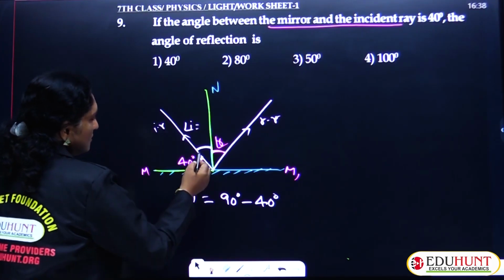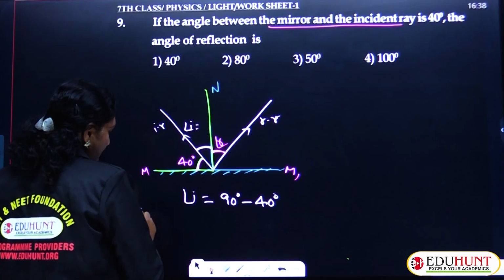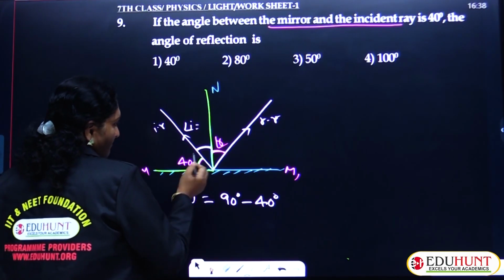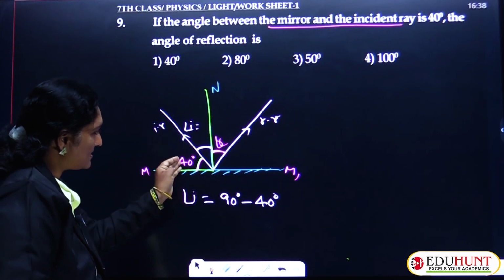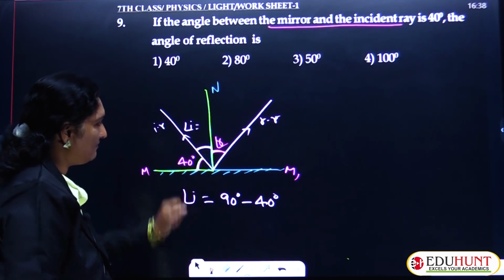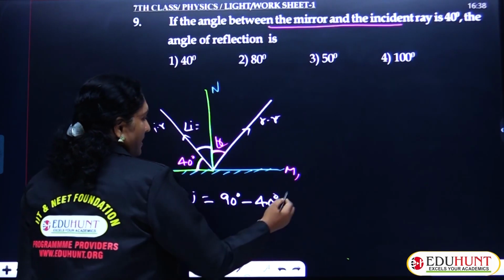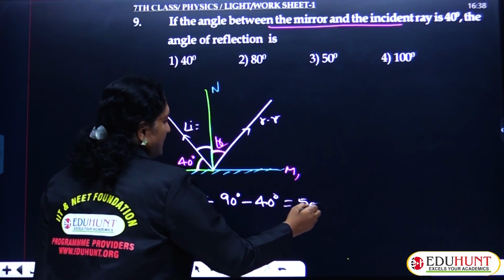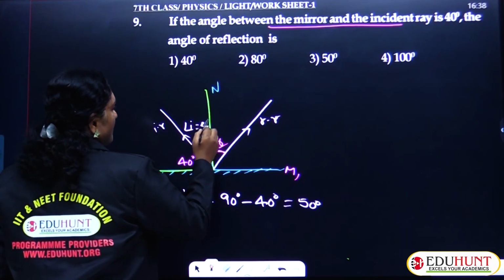In order to find this portion, you have to subtract this 40 degrees from the complete angle. The complete angle must be 90 degrees. 90 minus 40 will give you the angle of incidence, and this is equal to 50 degrees. So we found it as 50 degrees.